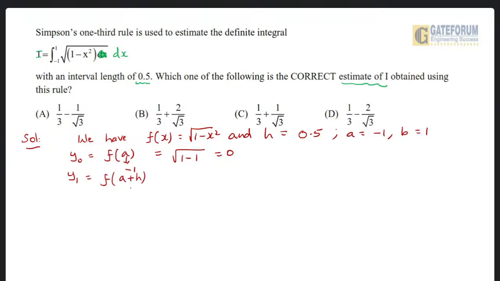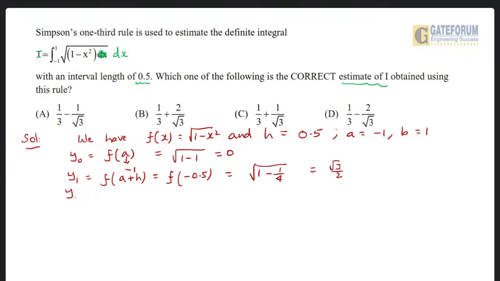y1, the function value at a plus h. What is a plus h? The h value is 0.5. So minus 1 plus 0.5 is minus 0.5. Now, this simplifies to root over 1 minus, substituting minus 1 by 2 in x in the function fx, 1 minus 1 by 4. This simplifies to root 3 by 2.